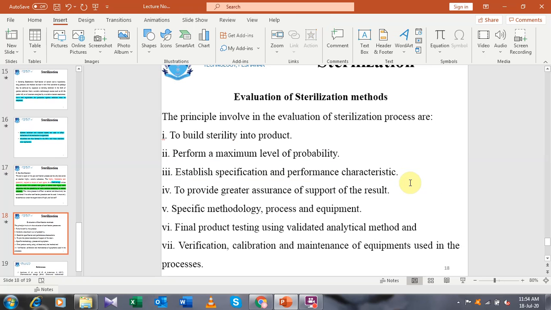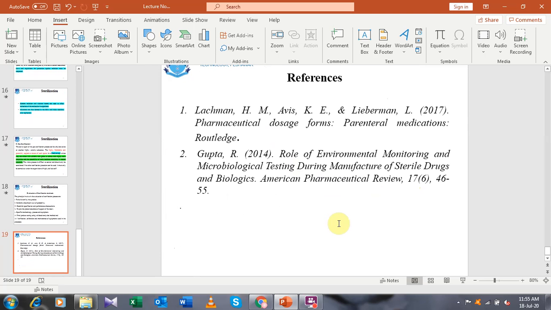And finally, we focused on the evaluation of sterilization methods, what principles are involved, and the evaluation of sterilization processes. The 7 points, one by one, we have discussed in detail. And finally, the references.